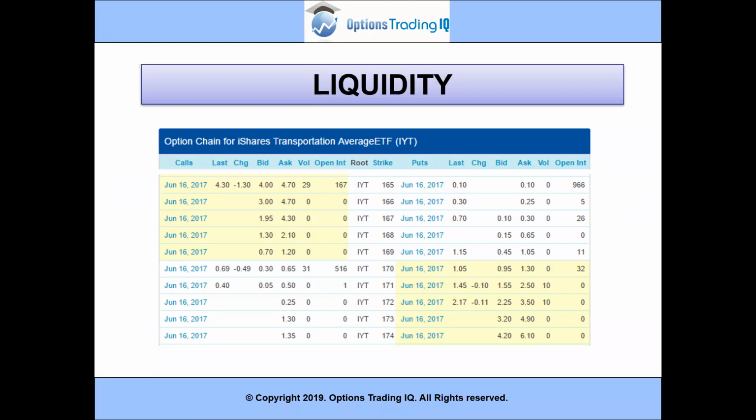So stick with liquid options: stocks, ETFs, all the big name stocks, the Dow stocks, some of the big indexes and ETFs. Don't go trading any crazy little stocks or ETFs.